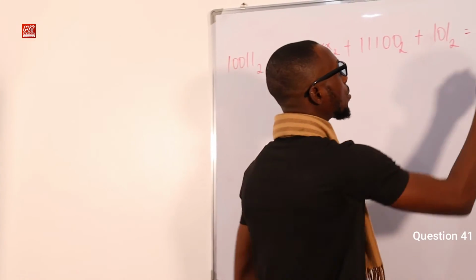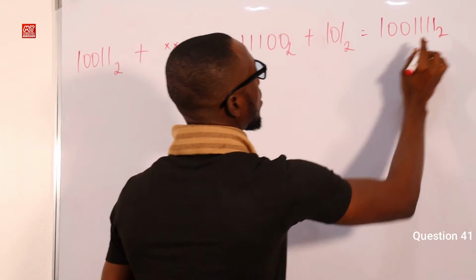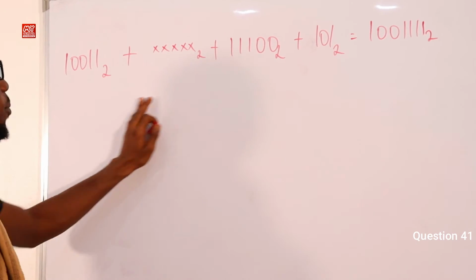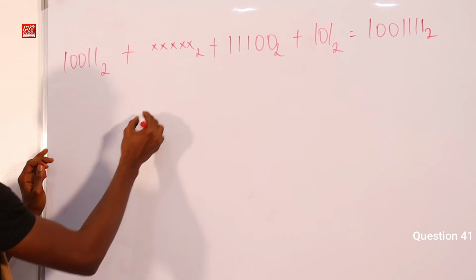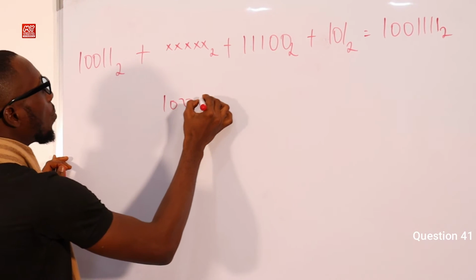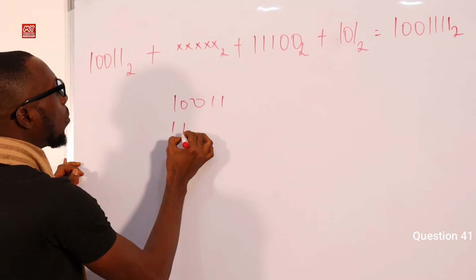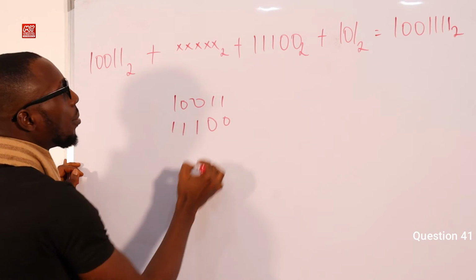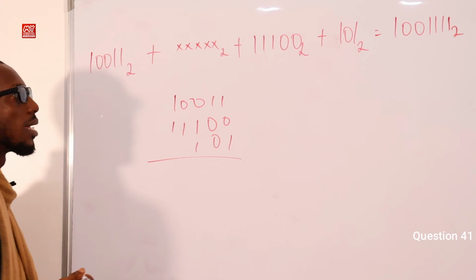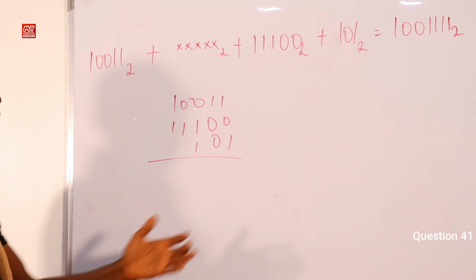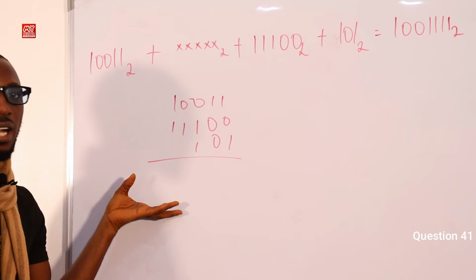So we have 1001 base 2. All right, so let's add up what we have on this side, then we take it away from here. So let's add this up. We have 10011. We can add it to 11100. Then we have 101. I would recommend that it's safer that you fill in the numbers from the right hand side so that you won't misplace the values.